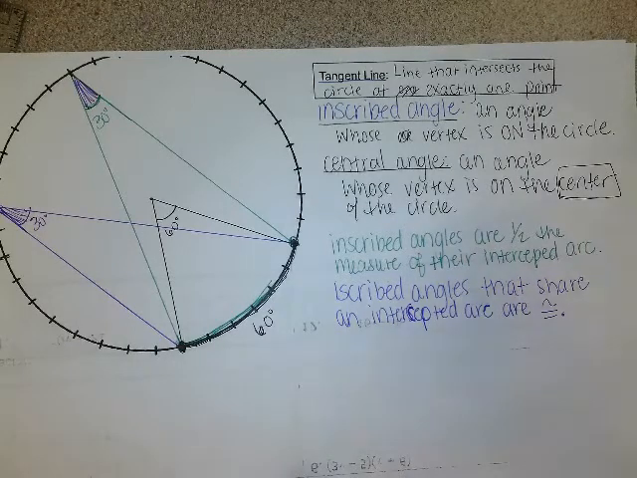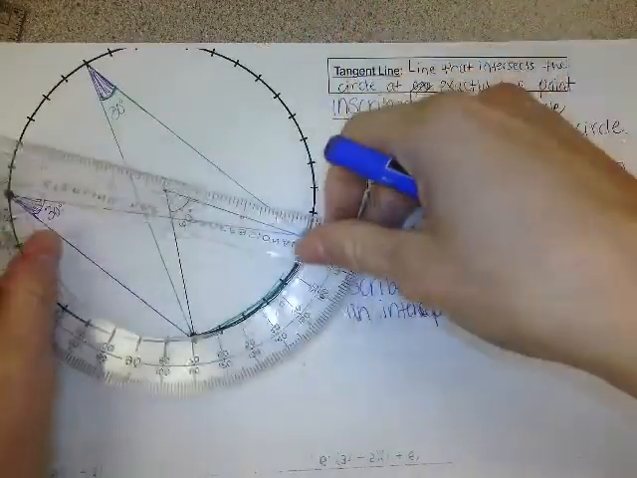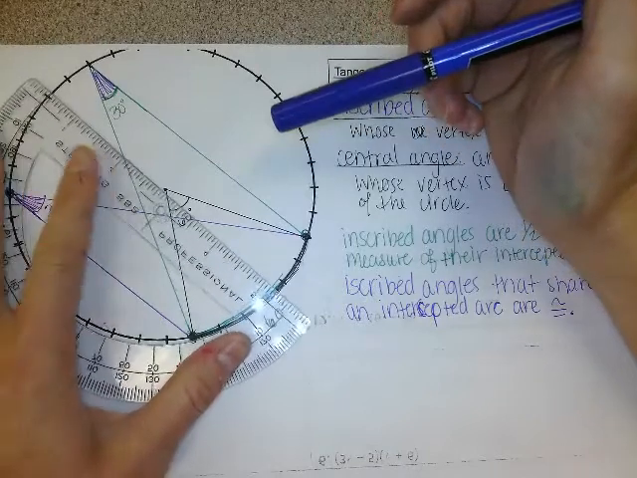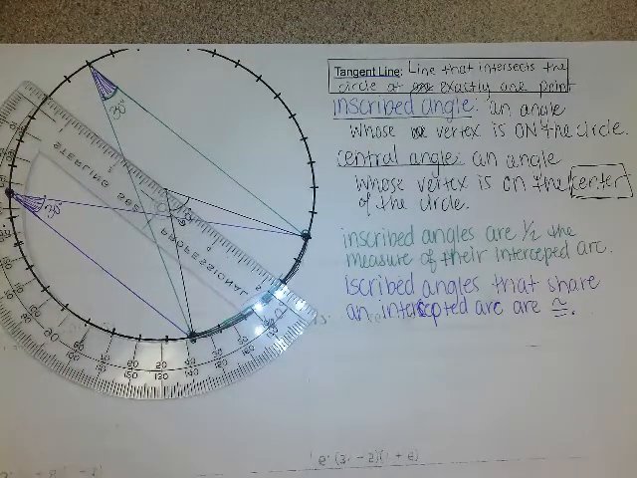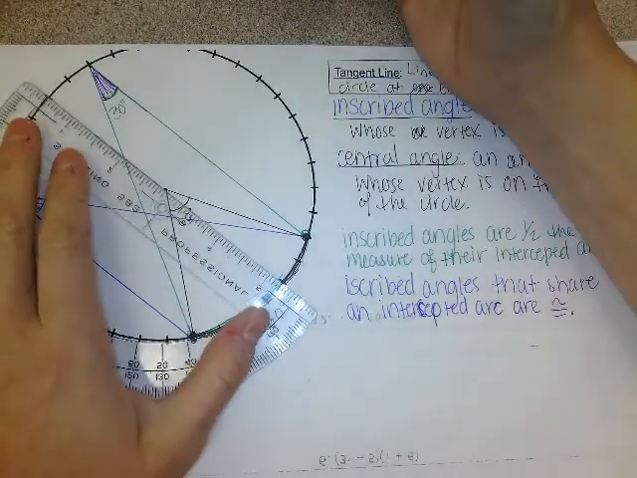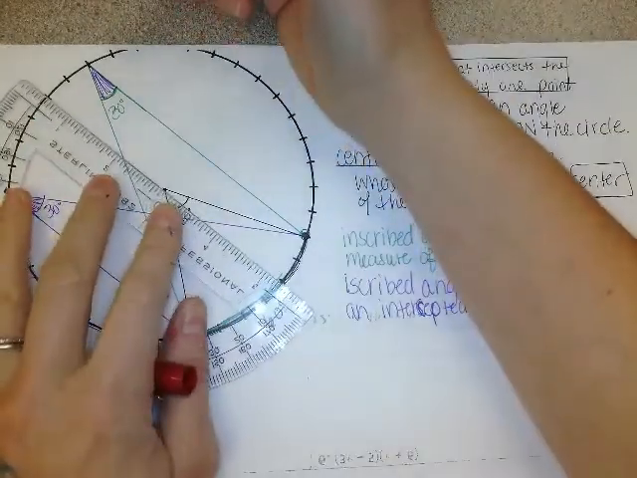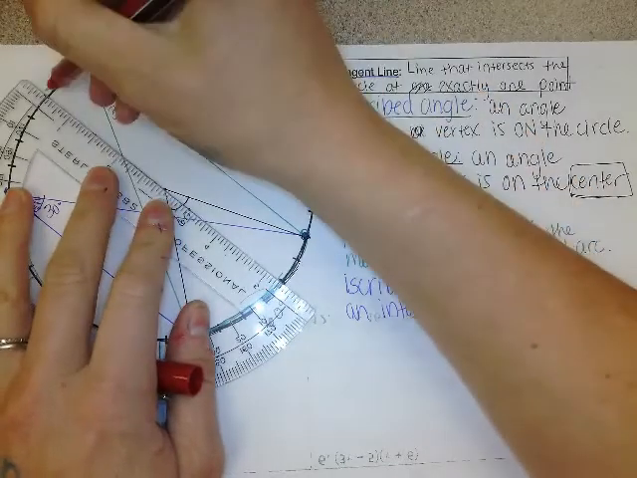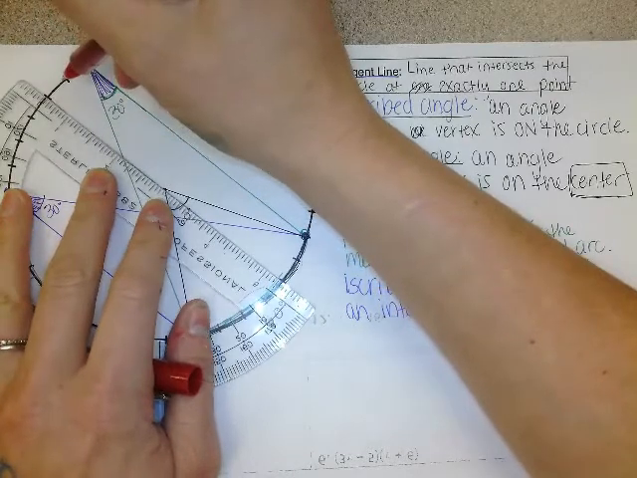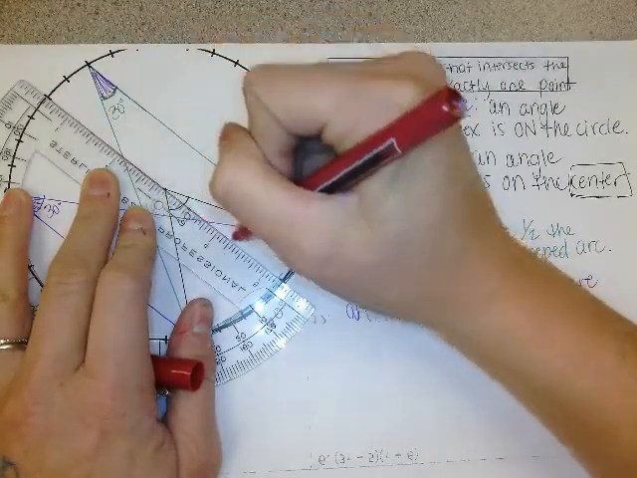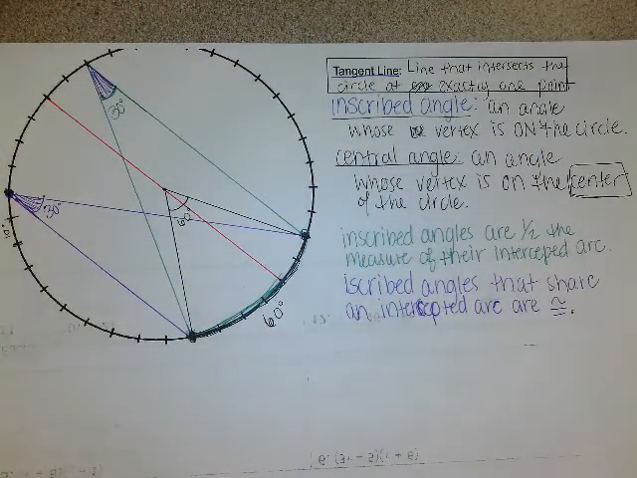All right. Now I want you to draw a diameter. So what's a diameter? Right, it's a cross. Okay, it has to go through the center. So I'm going to draw a diameter. I'm going to draw it in red. So it has to go exactly across, and it has to go through the center.